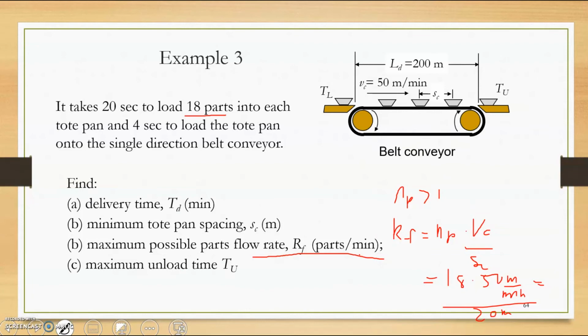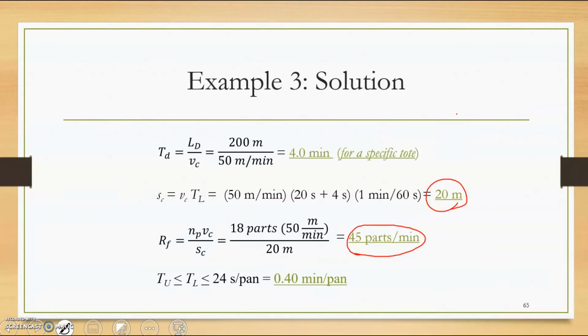So it means that in each tote pan we have 18 parts. After a minute the flow rate will be 45 parts per minute.